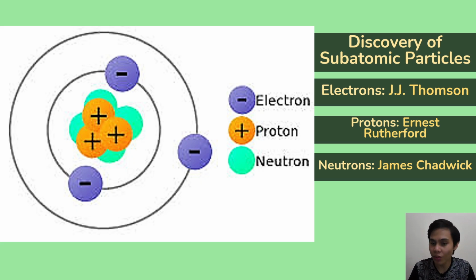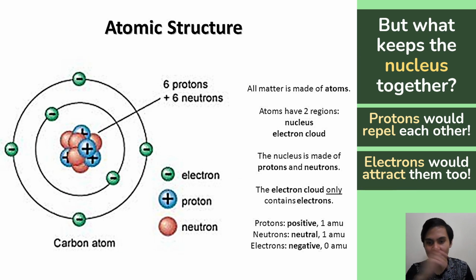On the other hand, protons were discovered or credited to Ernest Rutherford thanks to his pew-pew laser experiment with gold foil. And neutrons were credited to James Chadwick because he realized that protons can't stay together unless there's something else that's with them in the nucleus of your atom.